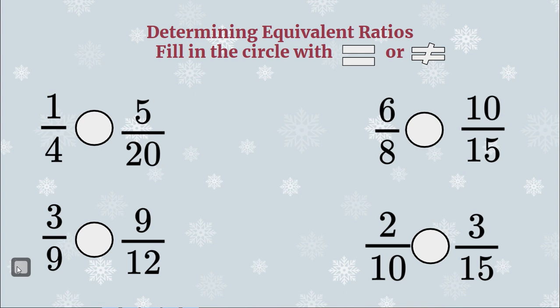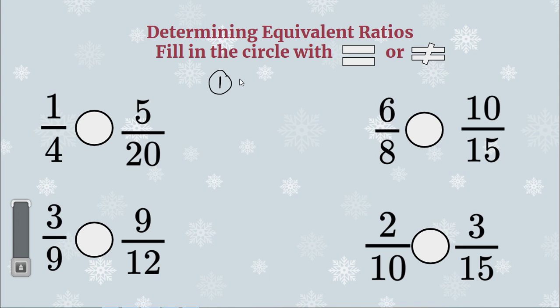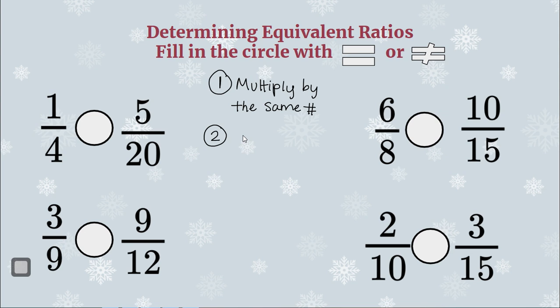The first one, we have 1 to 4 and 5 to 20. There are two different ways that we can find an equivalent ratio. Remember, the first way is, and I'll write them down right here in the middle, we can try to multiply by the same number. By the same number, I mean we would have to multiply the same thing on the top as we do on the bottom, because that's going to keep our ratio equivalent. If we multiply by something different on the top than on the bottom, then it's not going to be equivalent anymore.